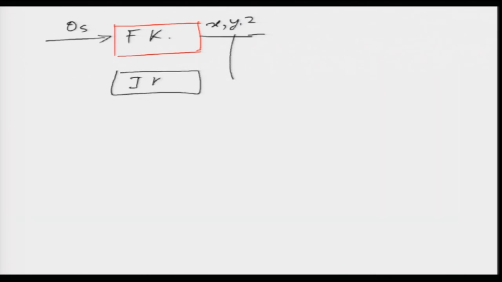So forward kinematics is written this way. If my input is the thetas, then the output is the end effector x, y and z, if there is a z. And if my input is x, y and z, then inverse kinematics tells me what are the corresponding thetas here. Okay. So this will also mean the position plus orientation.